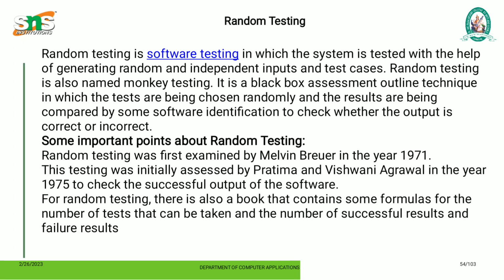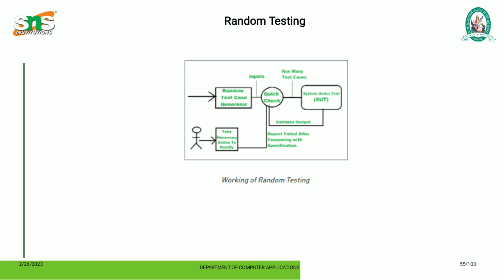Some important points of random testing: it was first examined by Melvin Brewer in the year 1971. The testing was initially assessed by Practima and Vijwan Agarwal in the year 1975 to check the successful output of the software. For random testing, there is also a process where the number of test cases is included and the failure cases are also included. This is a sample picture of the working process of random testing.